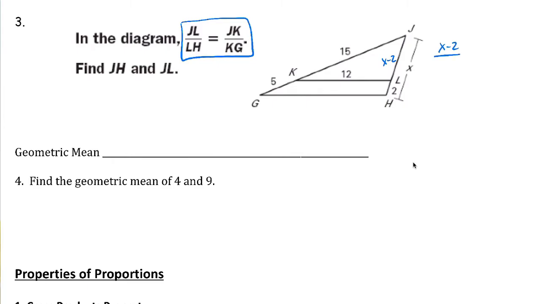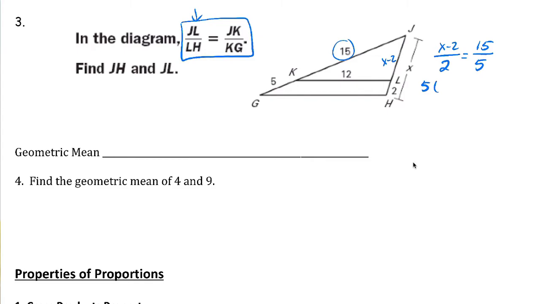So JL is x minus 2. LH is the bottom of this side of the proportion, so I'm just using this proportion and I'm filling in with the values of each piece. JK is labeled with a 15, and KG is labeled with a 5. So we have a proportion that we're going to solve. You could reduce the fractions in the proportion before you get going. I'm just going to use the numbers as is.